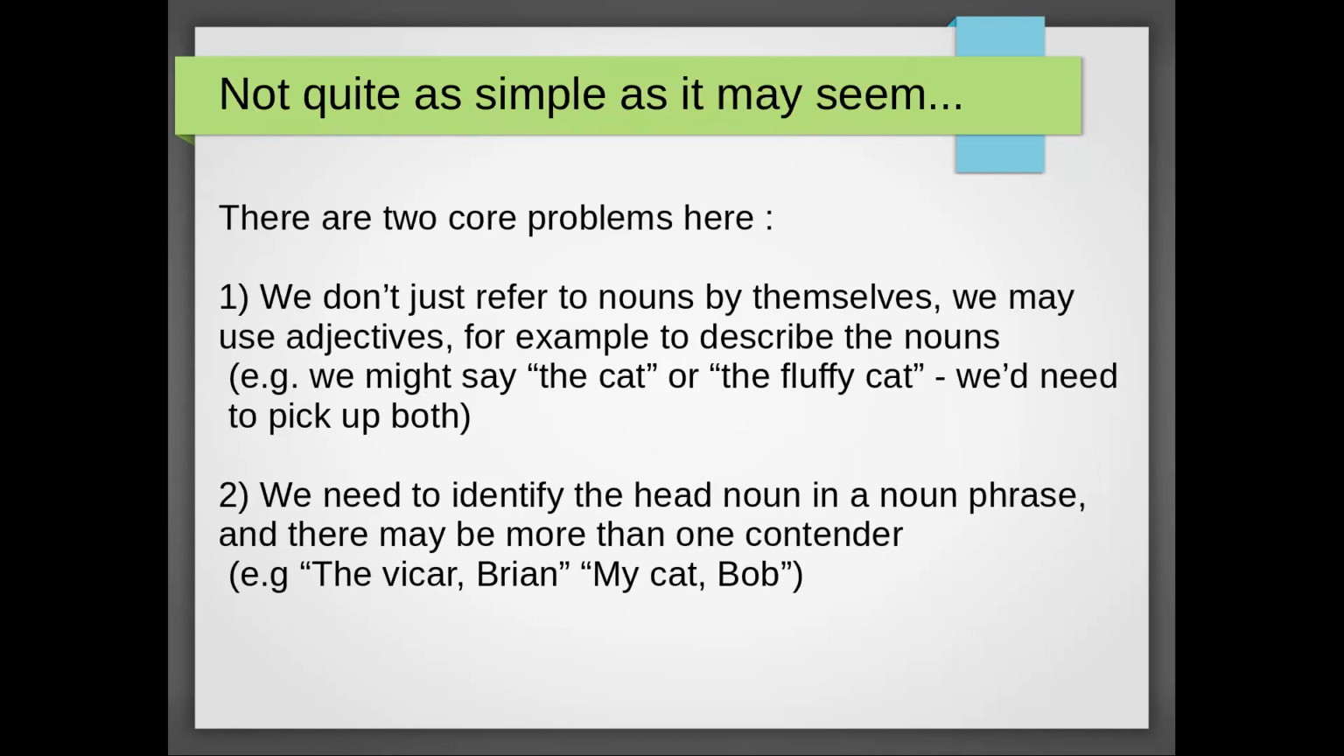Now, the problem is that if we're trying to look for them in definite noun phrases, we identified a couple of problems, that we don't just refer to nouns by themselves. We don't typically say just the cat, or we might say the fluffy cat, for example. We need to pick up both. And we also need to identify what the head noun is, and there can very often be multiple contenders. So, the noun phrase "the vicar Brian", is the head noun Vicar, or is the head noun Brian? My cat Bob, the same problem. So we need to know which one is the head noun.